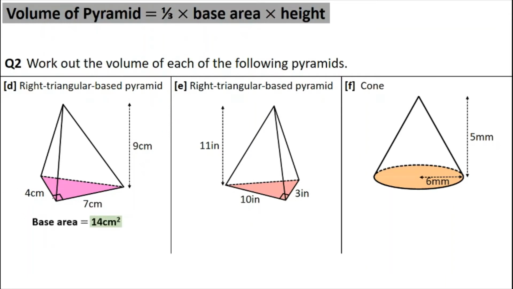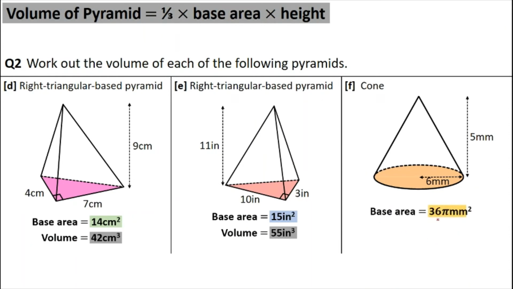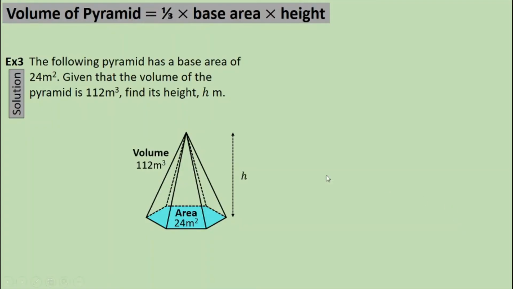Okay, 7 times 4 is 28, divide by 2 because it's a triangle, 14 for the base, times 9, times 1/3, 42 centimeters cubed. Second one, 15 for the base, 55 for the volume. For this one, the area of the circle is 36 pi. The volume is 60 pi, so 1/3 times 36 pi times 5 gives you 60 pi, which as a decimal is 188.5 millimeters cubed.